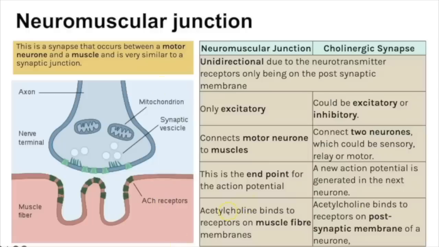For the neuromuscular junction, the acetylcholine will bind to receptors on muscle fibre, whereas the acetylcholine binds to receptors on the postsynaptic membrane in the cholinergic synapse. So that could be a long answer question, it could be a comparison table, so definitely learn those comparisons for those two.